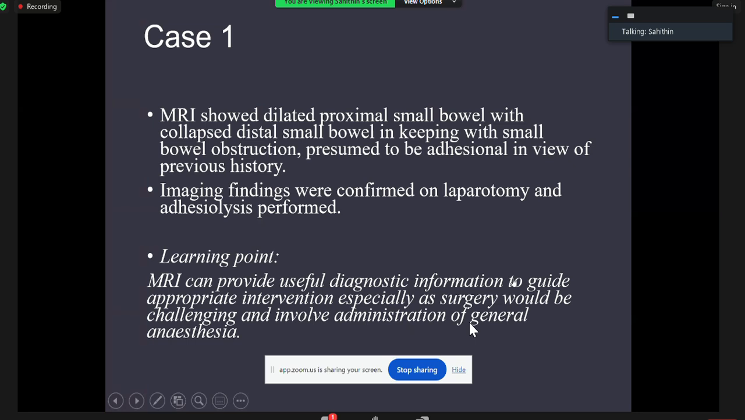So again, it's a guide to appropriate intervention when there are high risk features like this woman who had previous surgeries, and also when we have to justify giving general anesthesia.